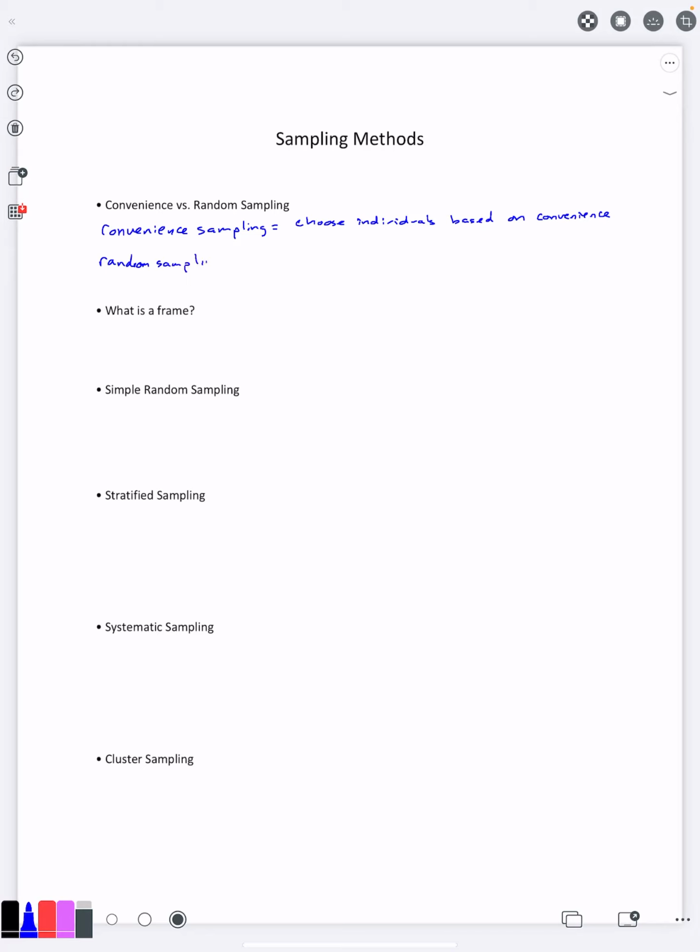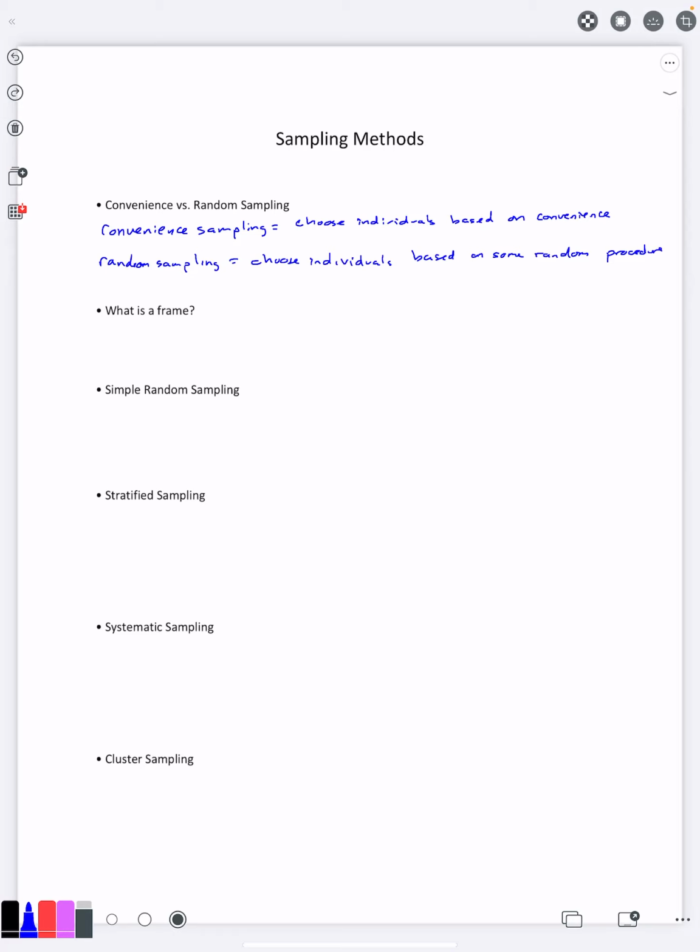And this is simply just you choose individuals based on some random procedure. And there are going to be variations on this random procedure that we're going to talk about in this video. But if you're using any type of randomness in order to decide who is going to be in your sample, that is going to be a random sampling method.